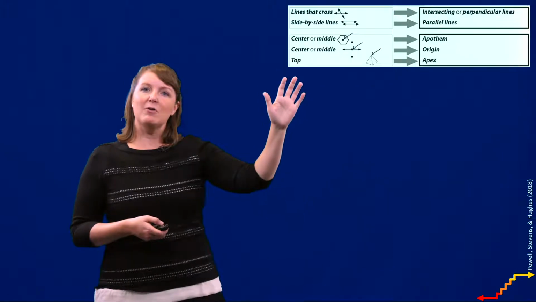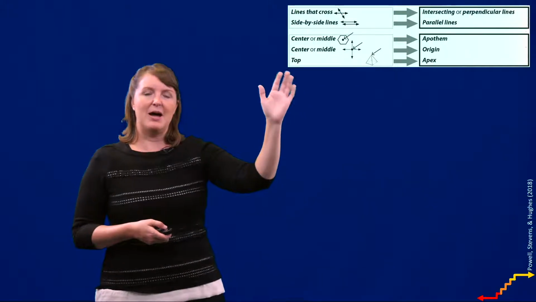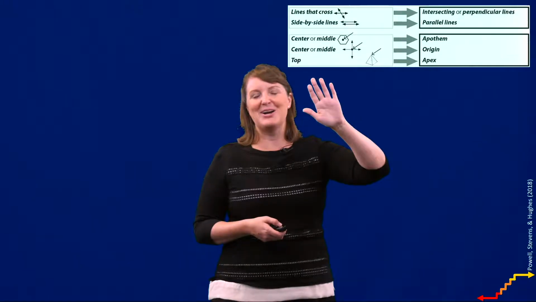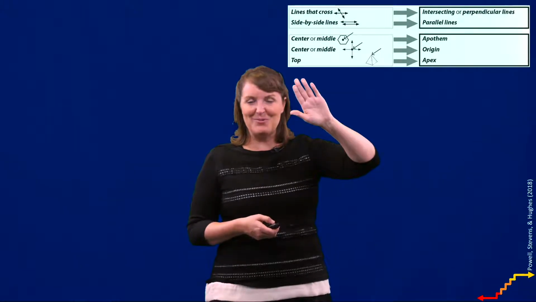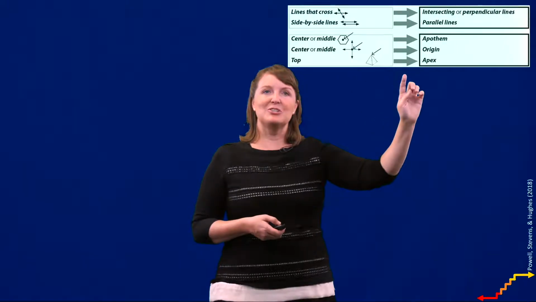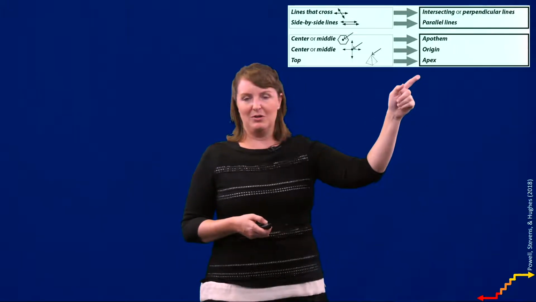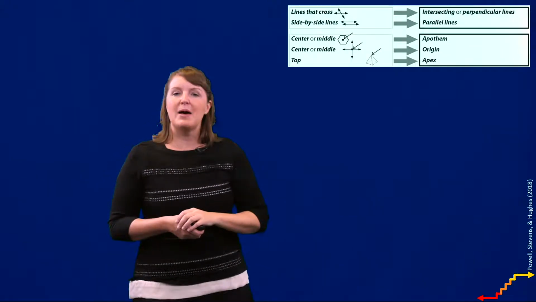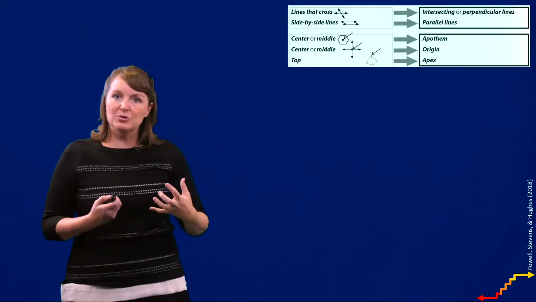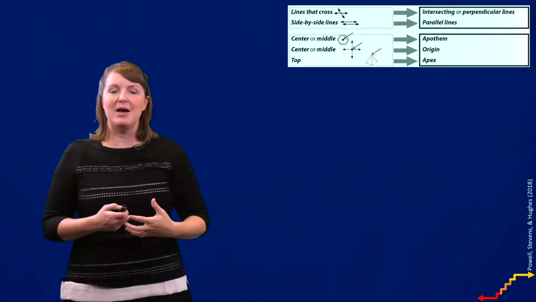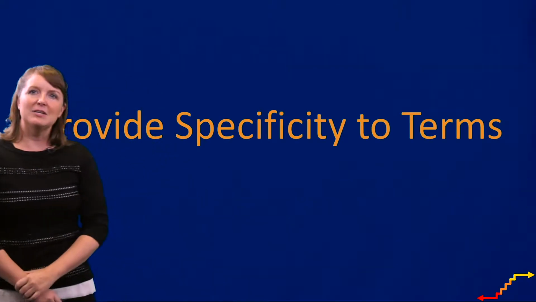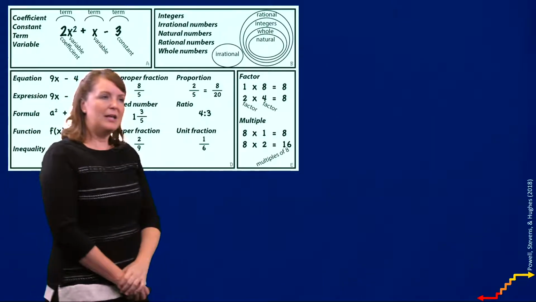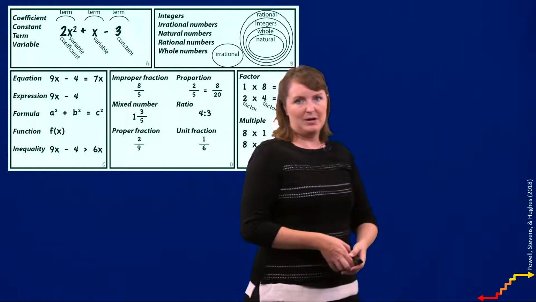So remember, instead of using the informal language of math, we need to make sure that students understand the formal language of math. So the first recommendation related to using strong mathematical language is to use the formal language of mathematics. Our second recommendation is to provide specificity to different terms. And let me show you a few examples of what I mean.